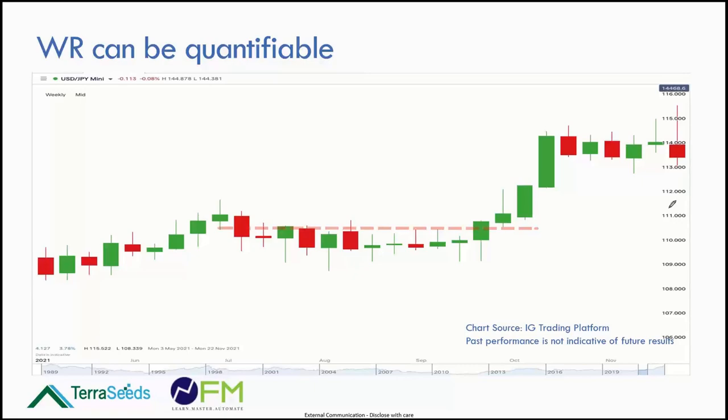Okay, the only problem where wash and rinse, or rather all methods, don't work very well is when the range is actually very tight.